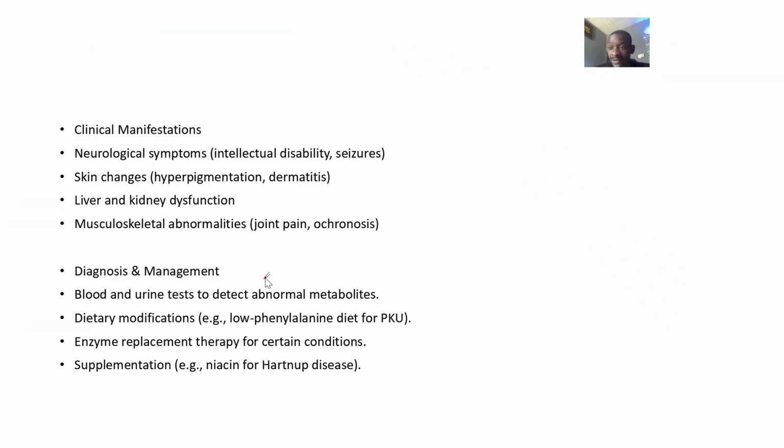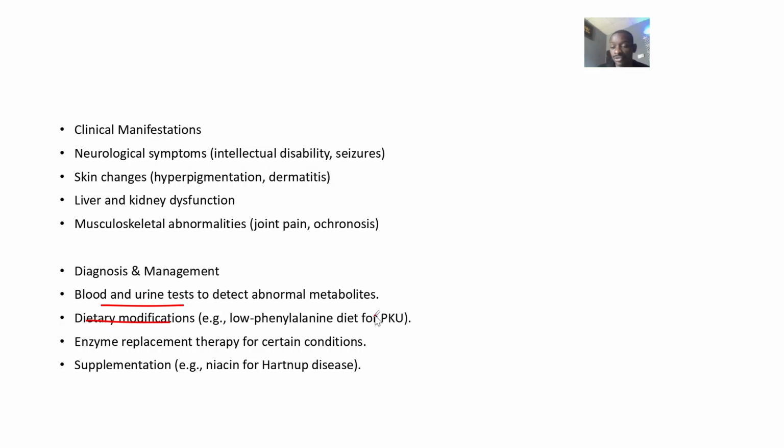So in general, their clinical manifestations usually include neurological symptoms, skin changes where there's hyperpigmentation of the skin, dermatitis. You can see that. Alright, liver function and musculoskeletal system abnormalities. Their diagnosis is basically these things. When they accumulate in the body, they are found in urine. So you do tests to detect their levels in urine.